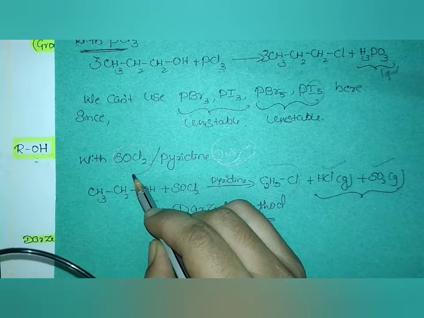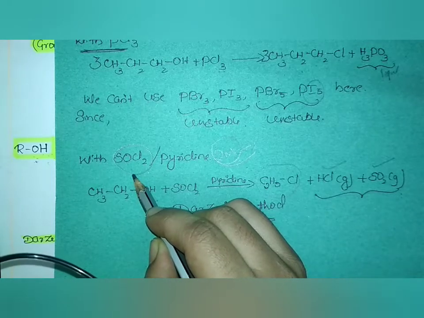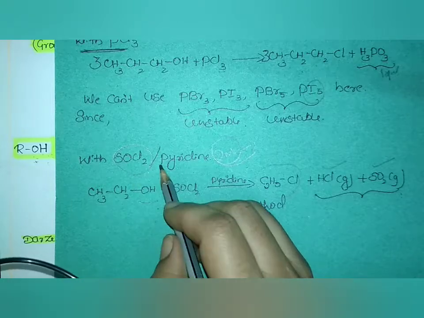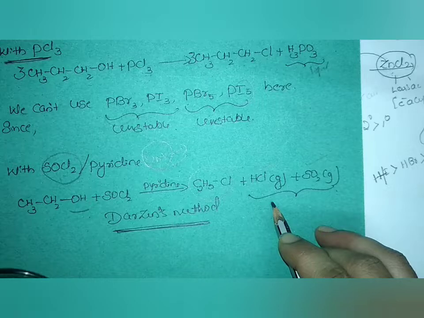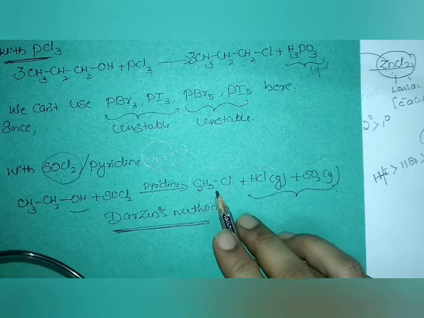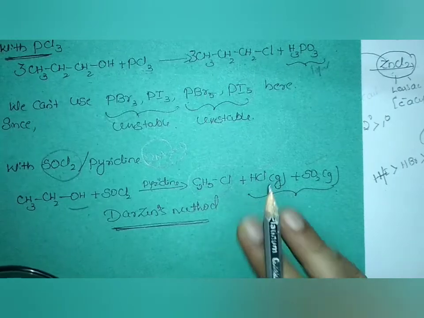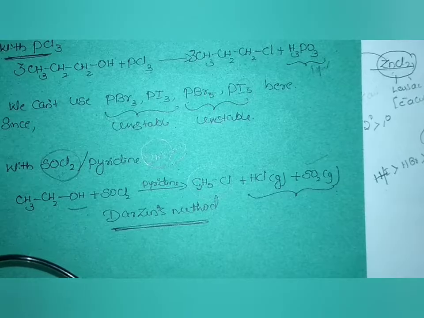Which method is suitable for the preparation of haloalkanes by using alcohol? It is thionyl chloride. The reason is that the byproducts we are going to get are gaseous in nature and can escape easily. So we are going to get a pure product from this method. This method is known as Darzens method or Darzens process.